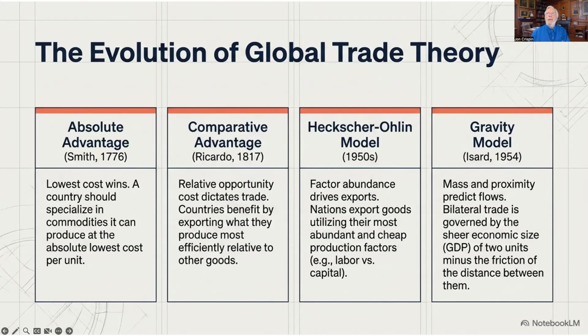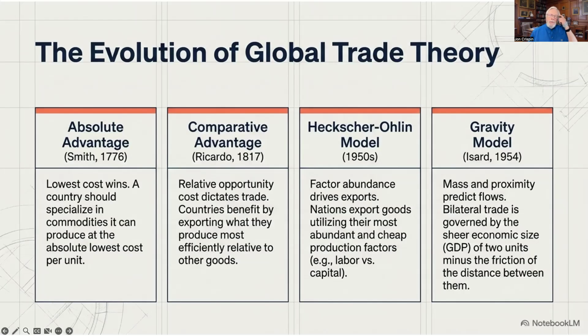And next came along, refining this a little bit, Ricardo in 1817, and building on the absolute advantage, he built an idea called comparative advantage, where relative opportunity cost dictates trade. Countries benefit by exporting what they produce most efficiently relative to other goods. So it encourages a country to stand out in the things it can produce better than other countries.